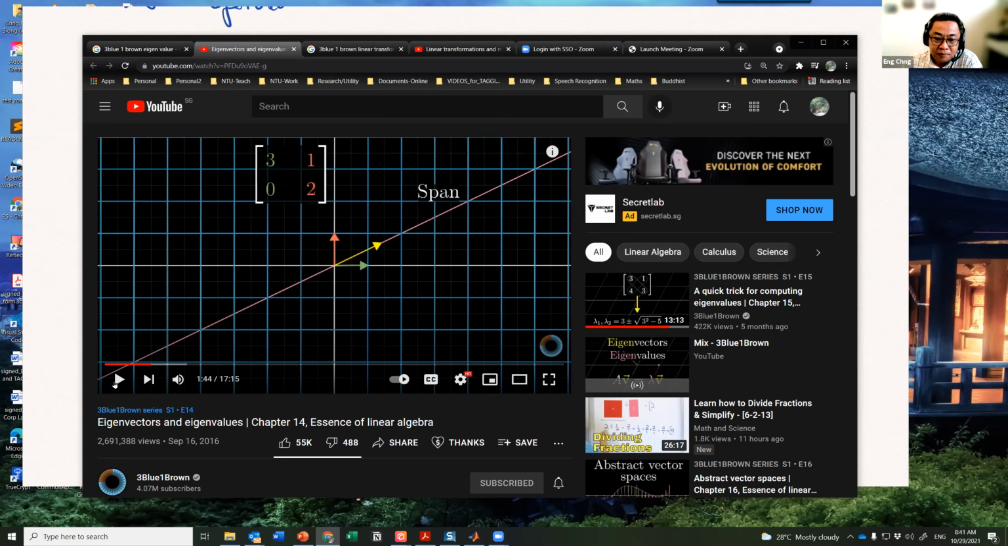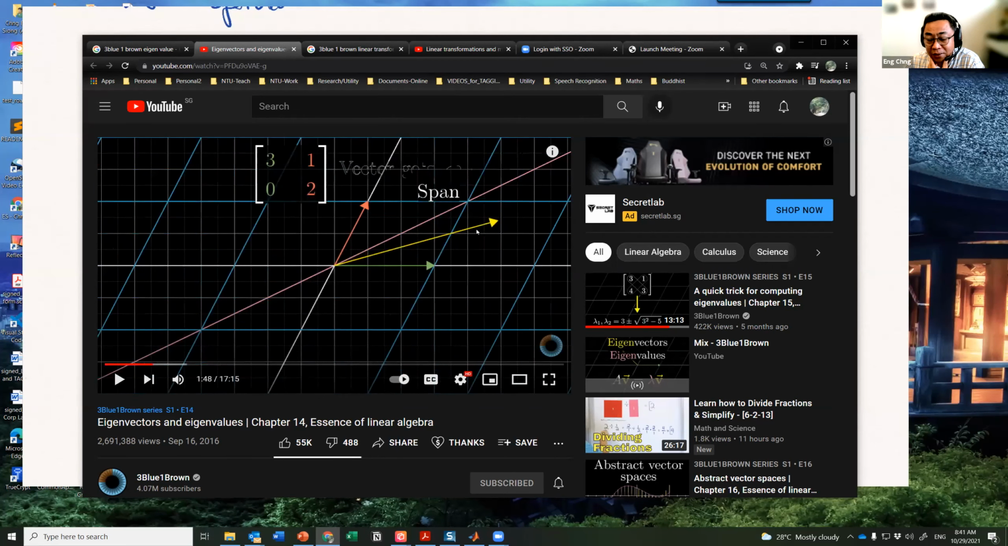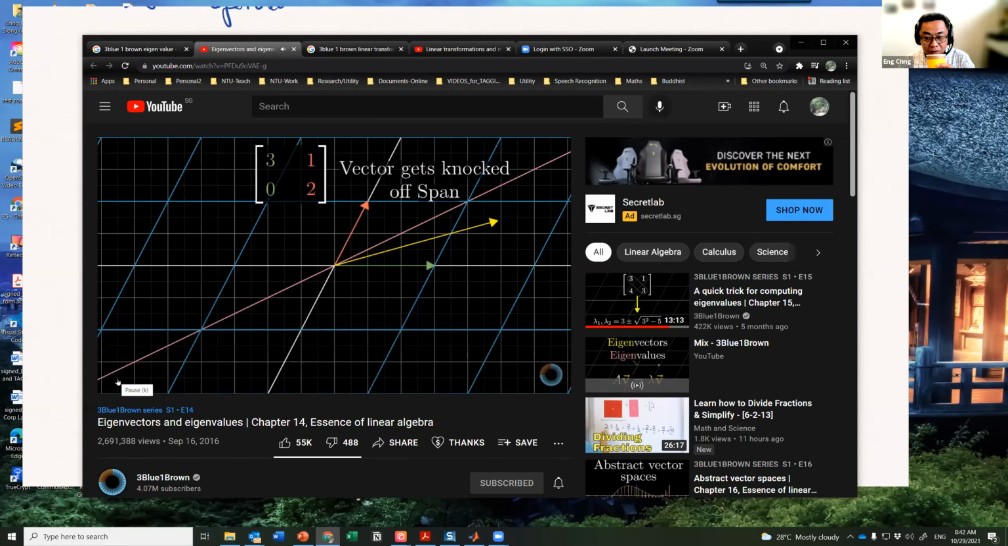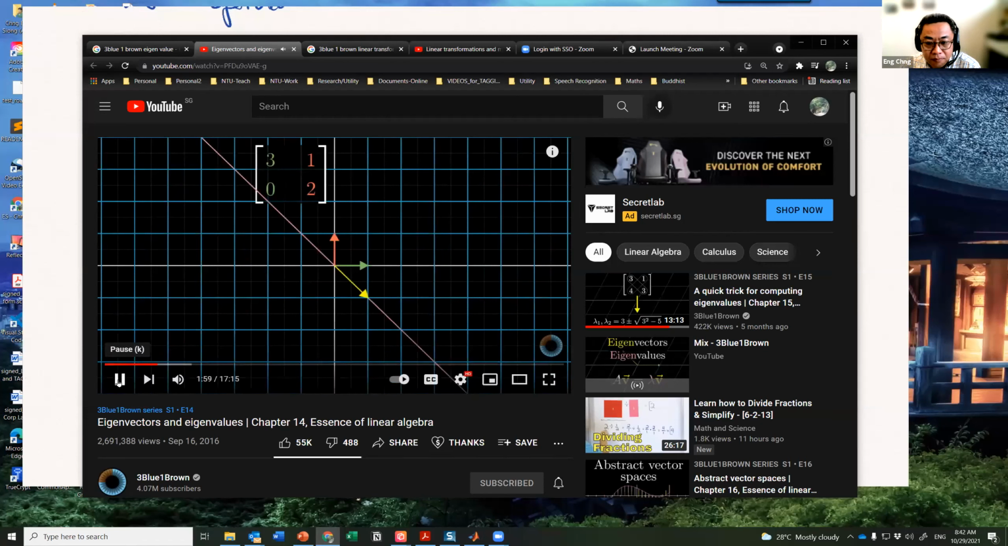Most vectors are going to get knocked off their span during the transformation. This is a key idea. Every time I play with A multiplied by the yellow vector, most of the time the resultant vector will not lie in the same span. Now he's going to tell you that for eigenvectors, it's going to lie in the same span. That's the key idea. It would seem pretty coincidental if the place where the vector landed also happened to be somewhere on that line. But some special vectors do remain on their own span.